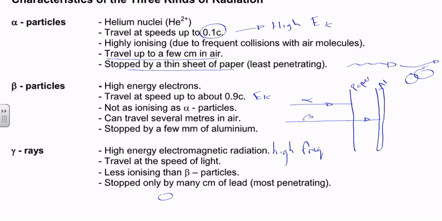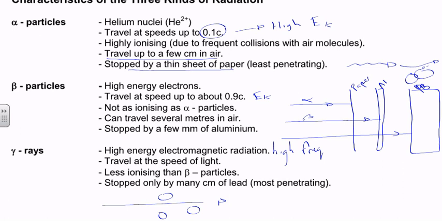You've got your atoms. Generally it'll just go straight through, and won't see anything. Stopped only by many centimeters of lead. So we need a whole lot of lead, Pb, small b, to stop it. It will come right through all that and then get stopped by that few centimeters of lead.